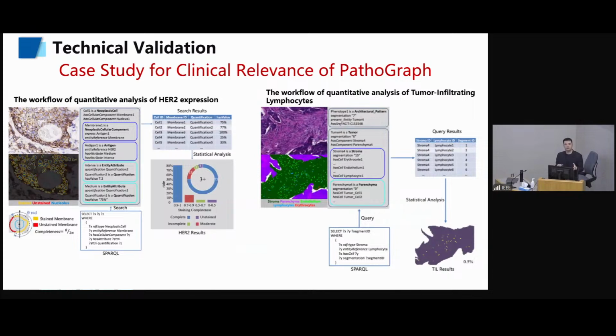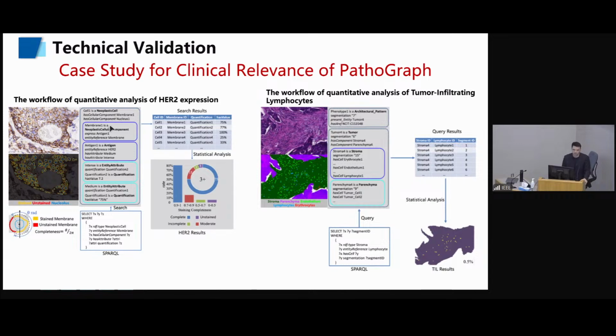To further establish pathograph's clinical relevance, we have developed several illustrative use cases demonstrating how pathograph can support quantitative and traceable assessment of real-world diagnostic scenarios, which include the workflow of quantitative analysis of HER2 expression. I just noticed the time, we have plenty of time, so I will go into detail.